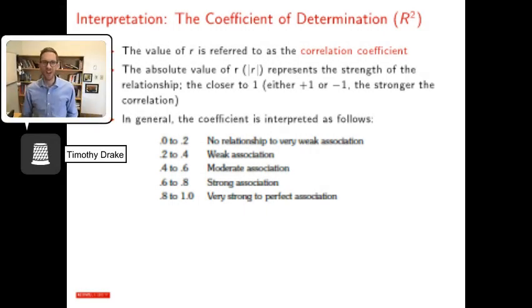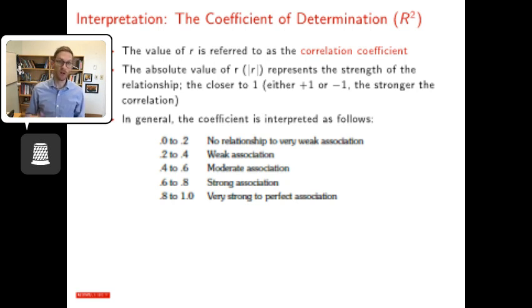So this value of R is referred to as the correlation coefficient. And the absolute value of R represents the strength of this relationship. So the closer we get to 1, and that could be -1 or +1, the stronger the correlation. And in general, this is a little scale that people think about. If the correlation is between 0 and 0.2, that's no relationship to a very weak one. Weak's 0.2 to 0.4. Moderate's 0.4 to 0.6, strong is 0.6 to 0.8, and then above 0.8 is very strong, all the way up to 1 or -1, which would be a perfect association.